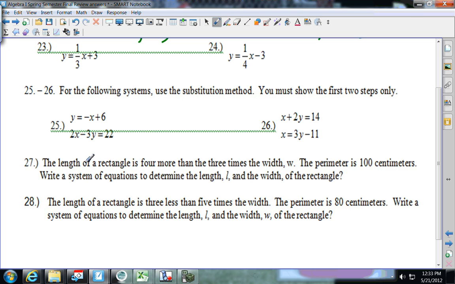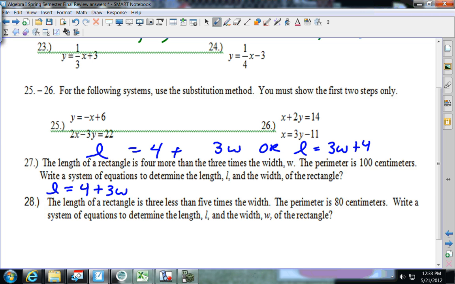This first one says the length of the rectangle is, the length is 4 more than 3 times the width. So there's one of your equations. L equals 4 plus 3W. You could also write it L equals 3W plus 4. Then it says the perimeter is 100. You need to know perimeter is 2 times the length plus 2 times the width, and that equals 100. Now seeing that, see if you can do number 28.